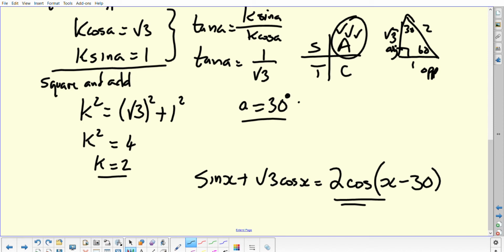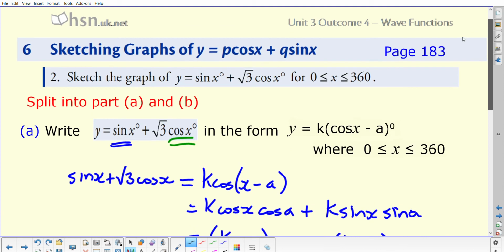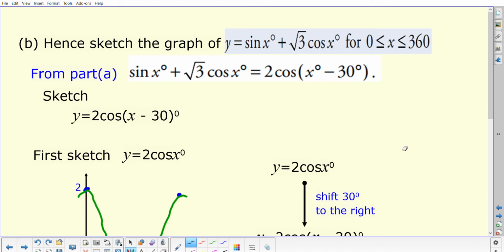So for part B of this, although we didn't have a part, this was actually just written as sketch the graph. It was straight into sketch the graph. However, in the exam you would normally be led into that with a part A, and then the sketch bit would be part B. So that's why I split it up like that. So we wrote that in the form of the single wave expression, which we've now done, and now we can go on and actually do the second bit, which is sketch it.